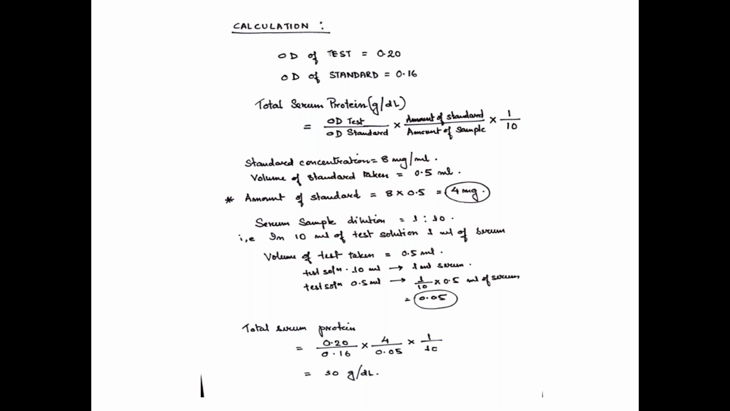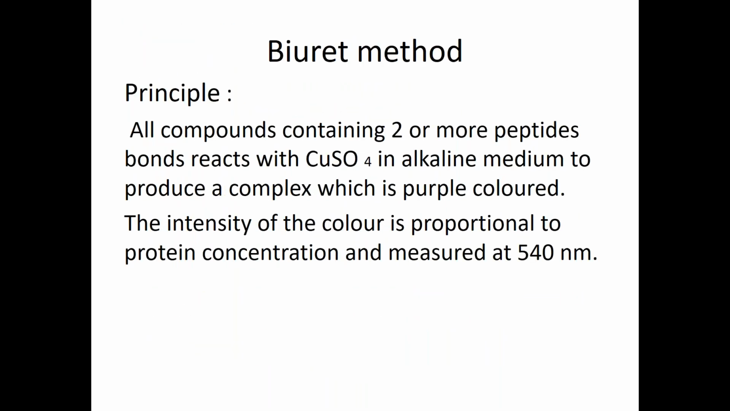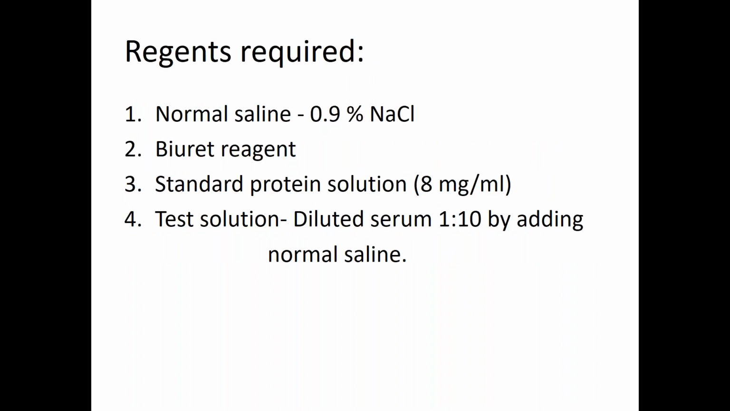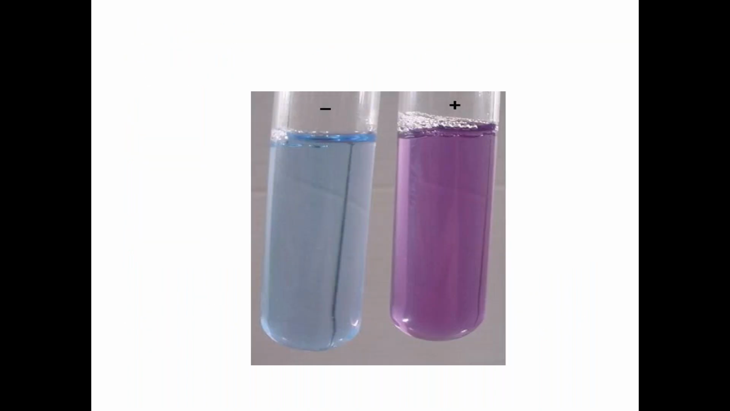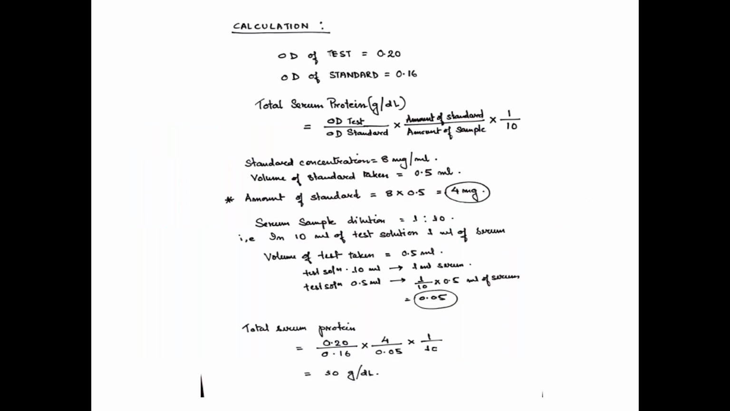You can note it down, this one. So in the exam, when you get this practical estimation of the protein, you have to write the principle of the biuret method, this observation and the calculation, and you have to calculate and find out the concentration of the protein in an unknown sample. So this is the way how to calculate the concentration of the protein.